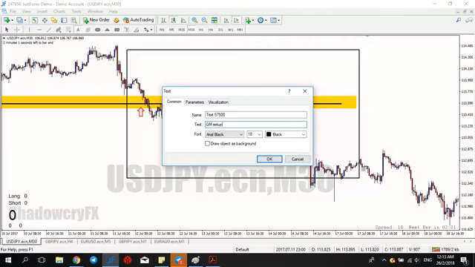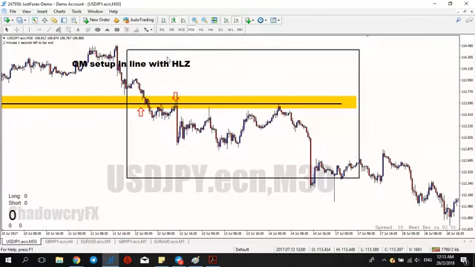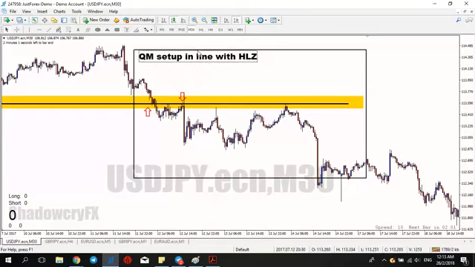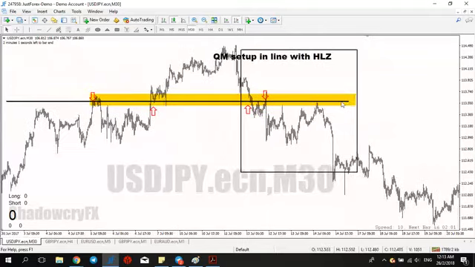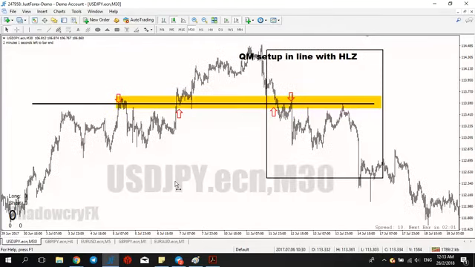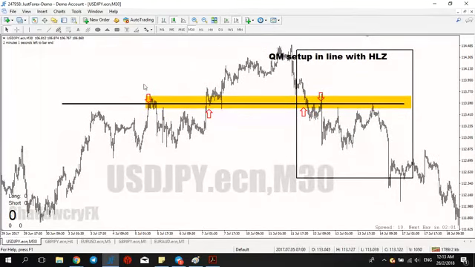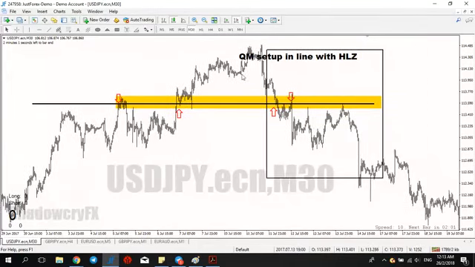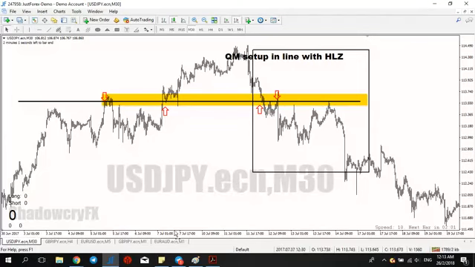QM setup in line with HLZ. So we find QM setup in HLZ, all right, in high liquidity zone. So you can just send in the HLZ. Later we'll be trading this, but not yet. This one is only for you to find a place where price really likes to go. Okay. So this got breakout and then price reacted again with it. So this is a really good place to trade. All right.